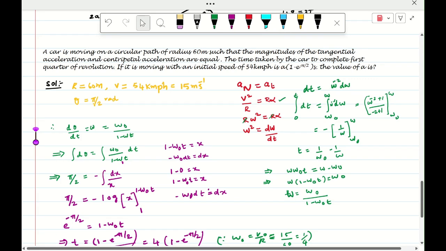A car is moving on a circular path of radius 60 meters. Tangential acceleration and centripetal acceleration are equal. This condition is given. The time taken by the car to complete the first quarter revolution means in the place of theta you have to substitute pi by 2, right?